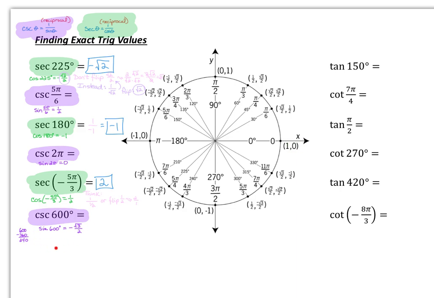And finally, sine of 600. Well, 600 minus 360 is 240, so you're going to place that 600 degree angle right here, and sine is your y value, so that's going to be negative radical 3 over 2.